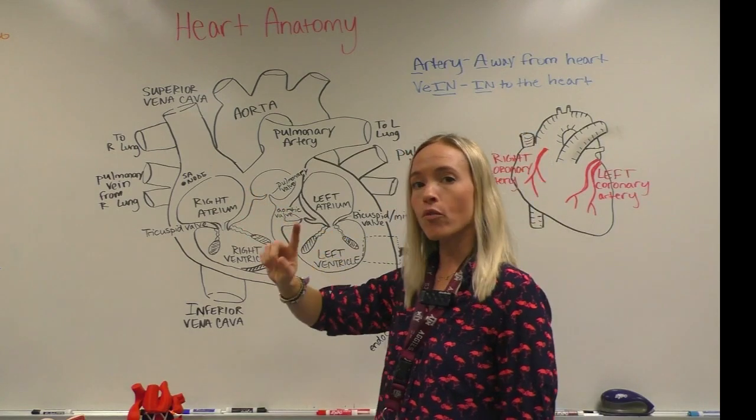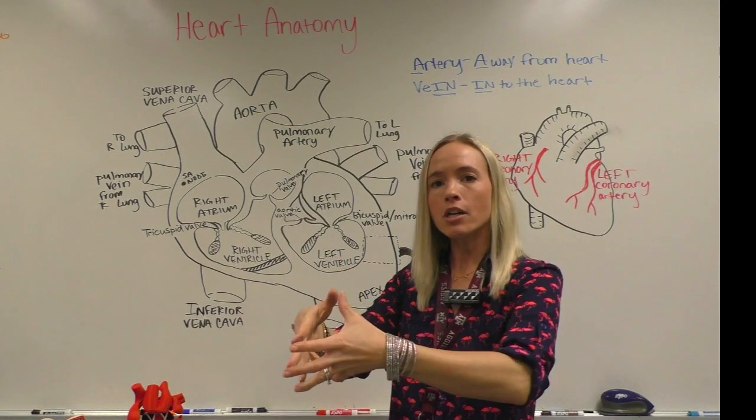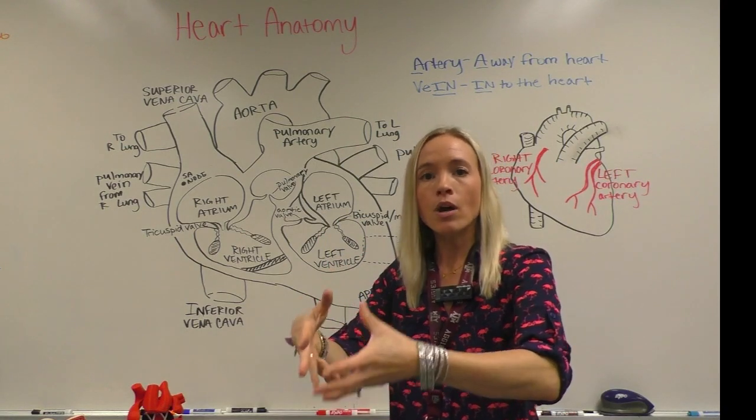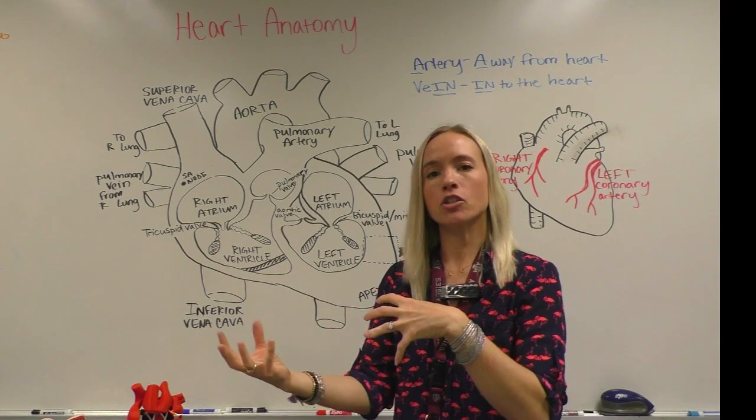There's also 4 valves. Remember that valves are going to keep the blood flowing in one direction. It's going to prevent backflow, which is going to prevent mixing of deoxygenated and oxygenated blood.